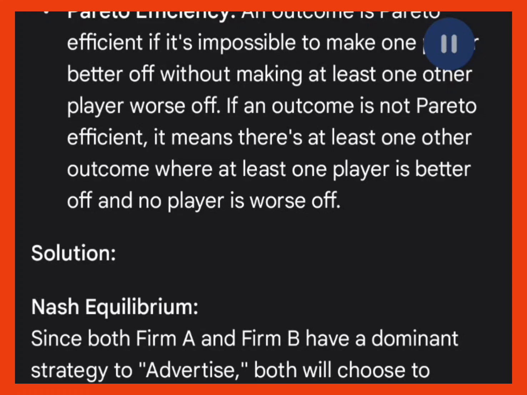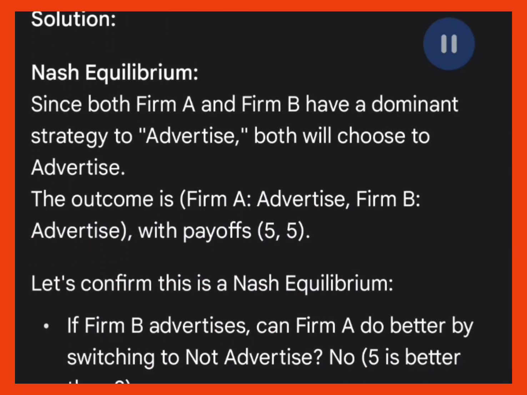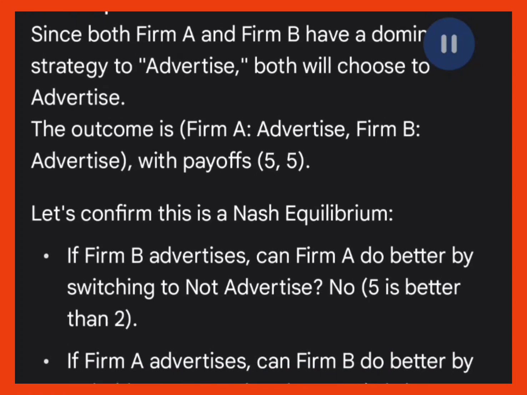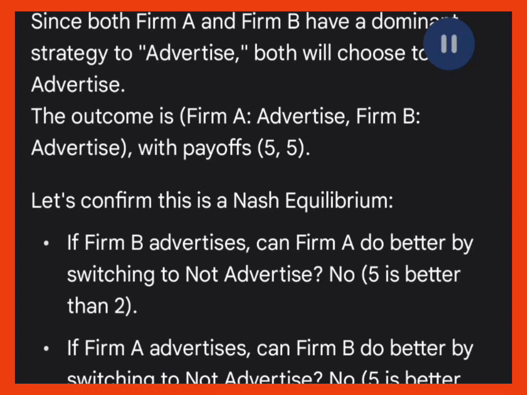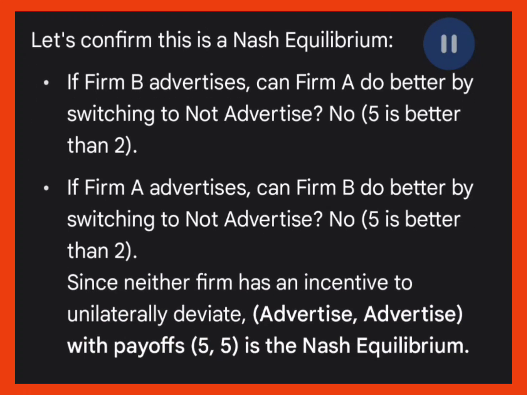Solution. Nash equilibrium. Since both Firm A and Firm B have a dominant strategy to advertise, both will choose to advertise. The outcome is Firm A advertise, Firm B advertise, with payoffs 5, 5. Let's confirm this is a Nash equilibrium. If Firm B advertises, can Firm A do better by switching to not advertise? No. 5 is better than 2.